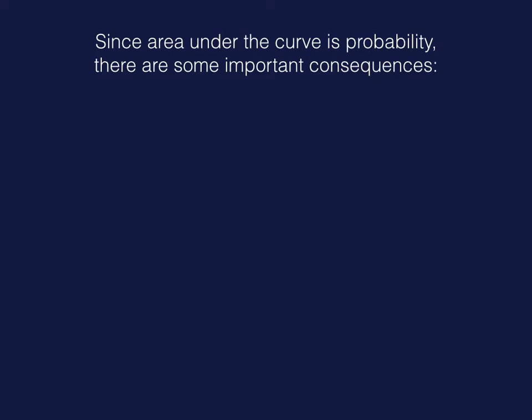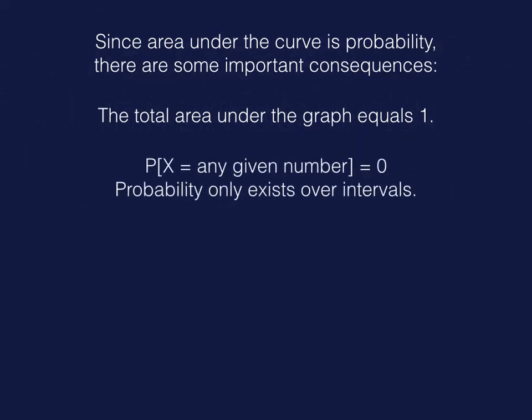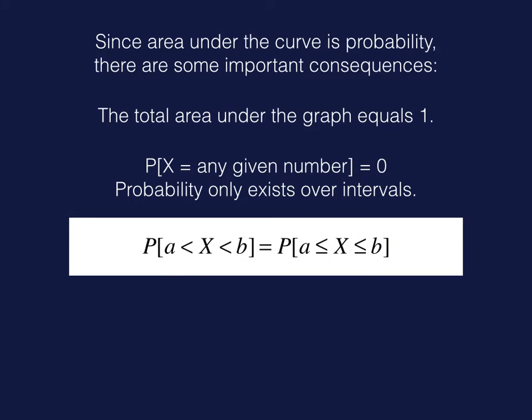Since the area is the probability, there are some important things to mention. Total area equals 1. The probability of X being just any given number is equal to 0. Probability only exists over intervals, right? X cannot equal a number exactly. You can only have interval areas. So that means it doesn't matter if you have less than or equal to. It's the same thing.